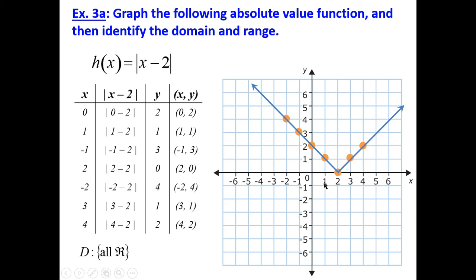So I need to come up with a statement for the range that will tell me that I can be as low as 0 and I can go up to any possible number above it, but I will never be below that. The way we say that: all y such that y is greater than or equal to 0.